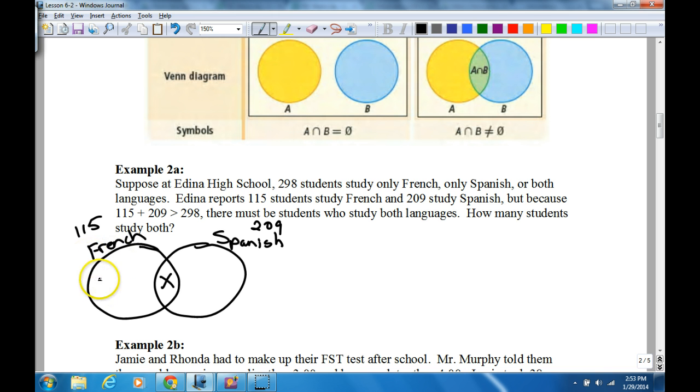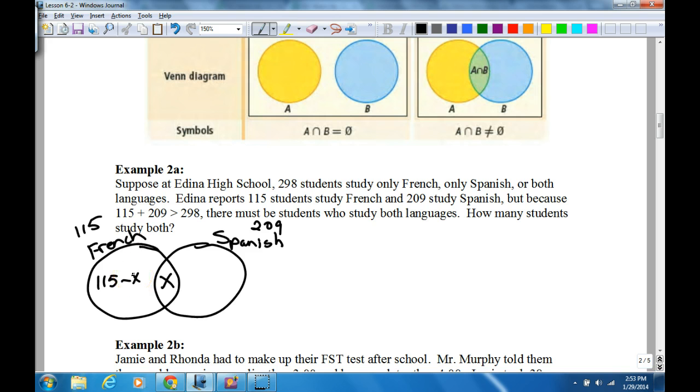115 plus 209 is that? Well, no. It would be 115 plus 209 minus x equals 298, right? Well, I'm not that far yet. I just want to know how many students just take French? Yes. Would be 115 minus x. Yes. Perfect. So that's what you would put there.